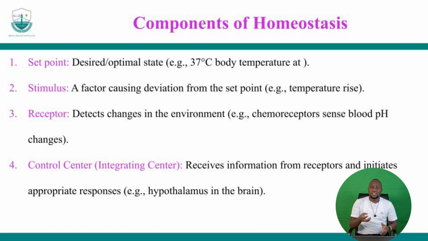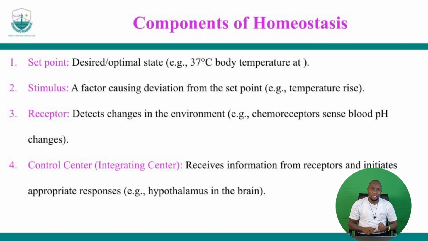The effectors are the ones that make sure that the action is implemented. In this case, the effectors can include the muscles, the blood vessels, and the glands. These effectors are the ones that can make sure that the temperature comes down, including the skin, in relation to the erector pili muscles, and in relation to the vasodilation of the blood vessels.